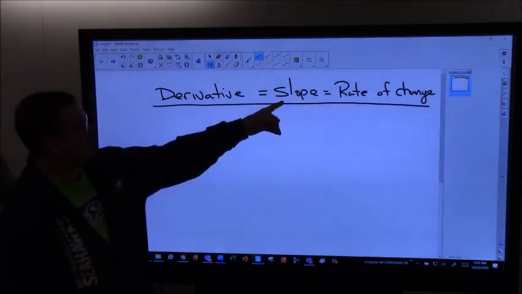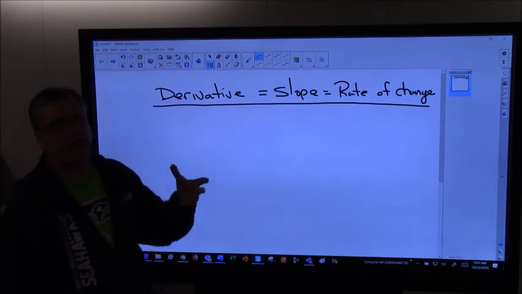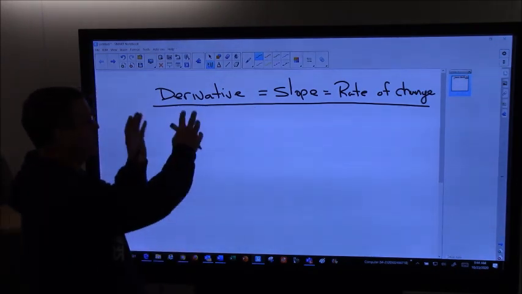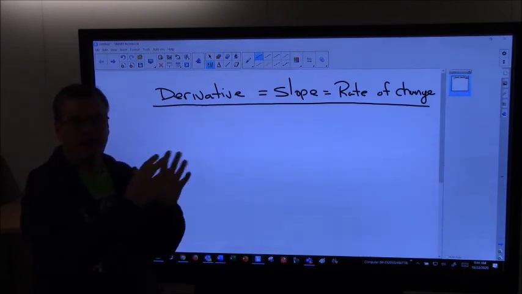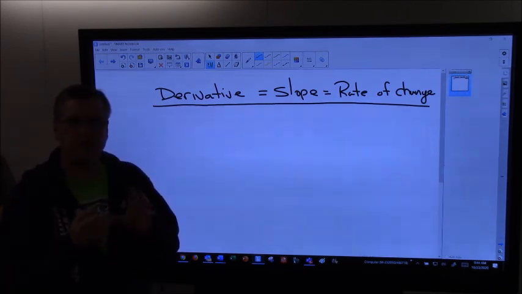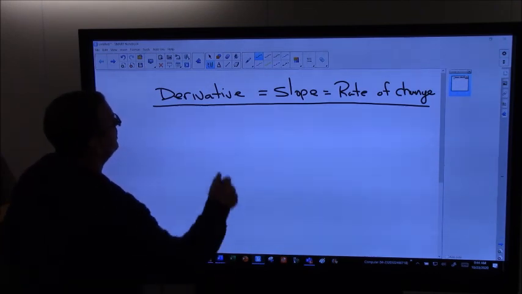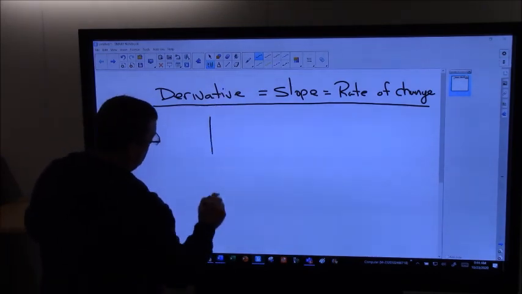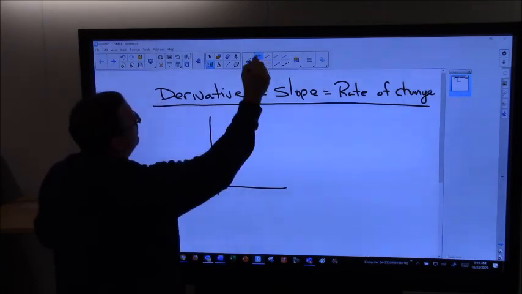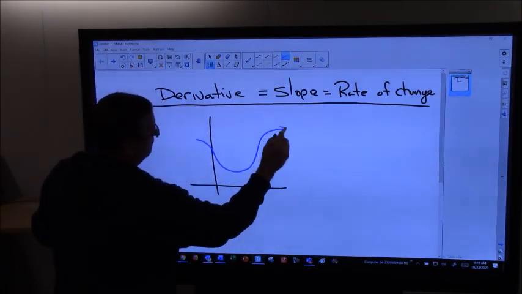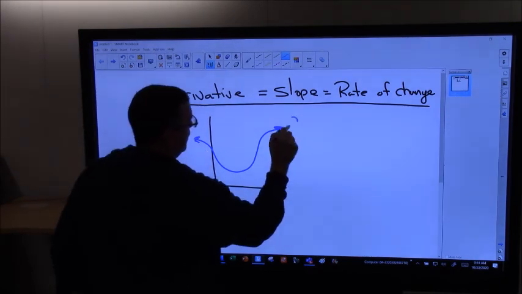Because for us, slope is something that applies to a straight line. But yet, we're going to talk about derivatives at different points along a curve. So we've got to kind of change our way of thinking about a slope for a minute here. So let me just draw a quick picture. I've got this graph of some function, f of x.